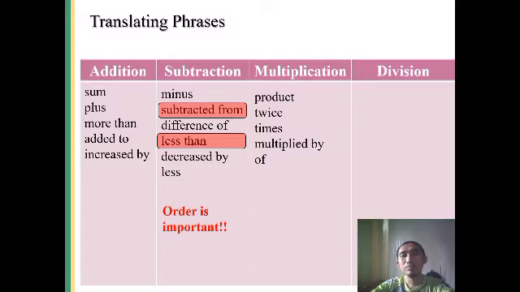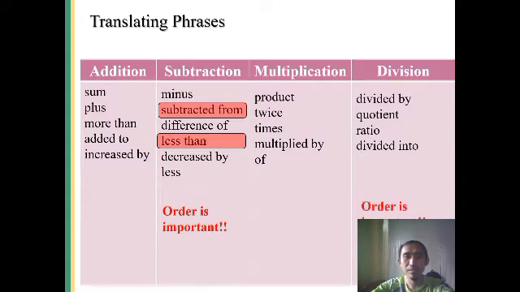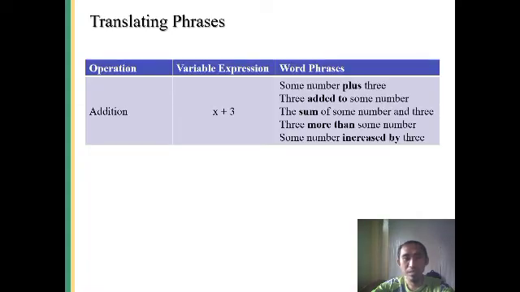Okay. For multiplication: product, twice, times, multiplied by, of. For division: divide by, quotient, ratio, divided into. That is our division. So order is important. So we divide into, remember to divide into.